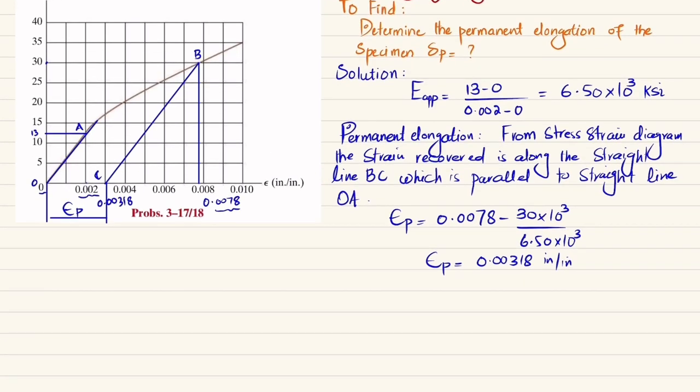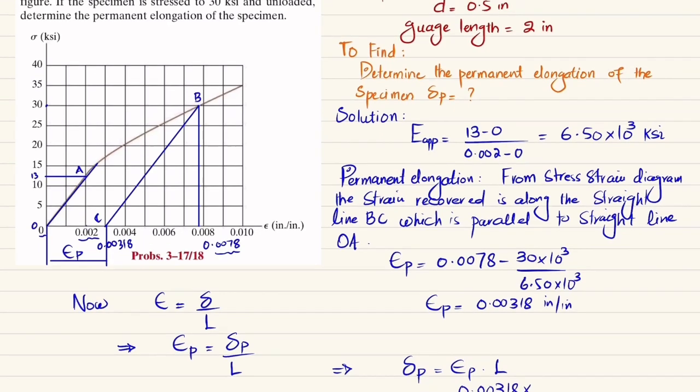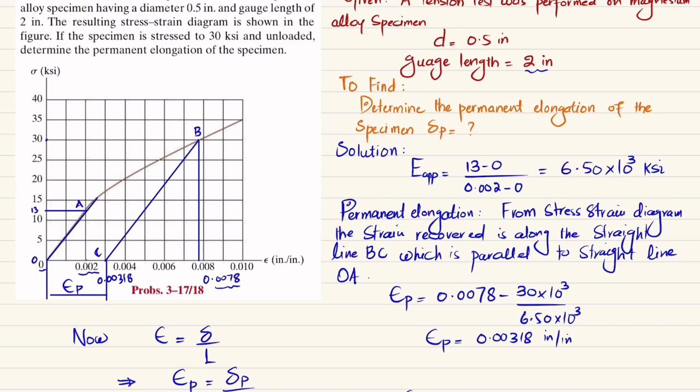Now you can see that we know that strain is equal to change in length divided by original length. So this permanent strain will be equal to permanent elongation divided by original length. So we are interested to find out the permanent elongation. So permanent elongation is equal to permanent strain into original length. So permanent strain is 0.00318 and original length or gauge length is 2 inch.